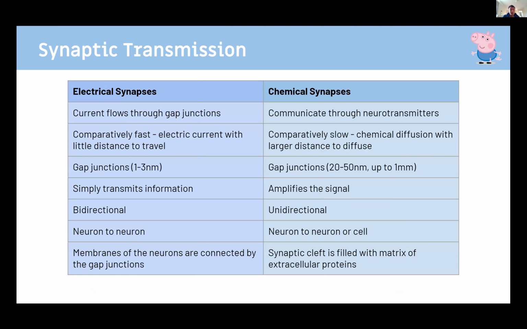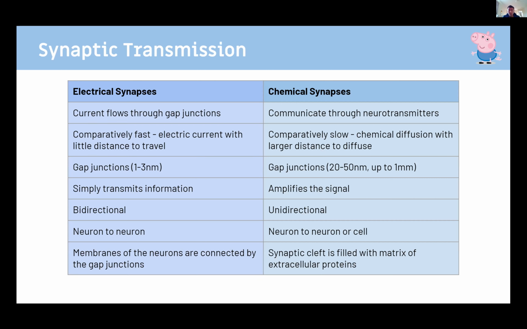First of all, obviously, with electrical synapses, you have current flowing through gap junctions. These gap junctions connect the two neurons, and it basically lets the current flow through the two neurons. And you have chemical synapses, which communicate through neurotransmitters, as we've just talked about. As you can imagine, electricity will be comparatively fast. So you have electric current, and because the gap junctions connect the two neurons, there's very little distance to travel. So in addition to the current being faster, there's also less distance.